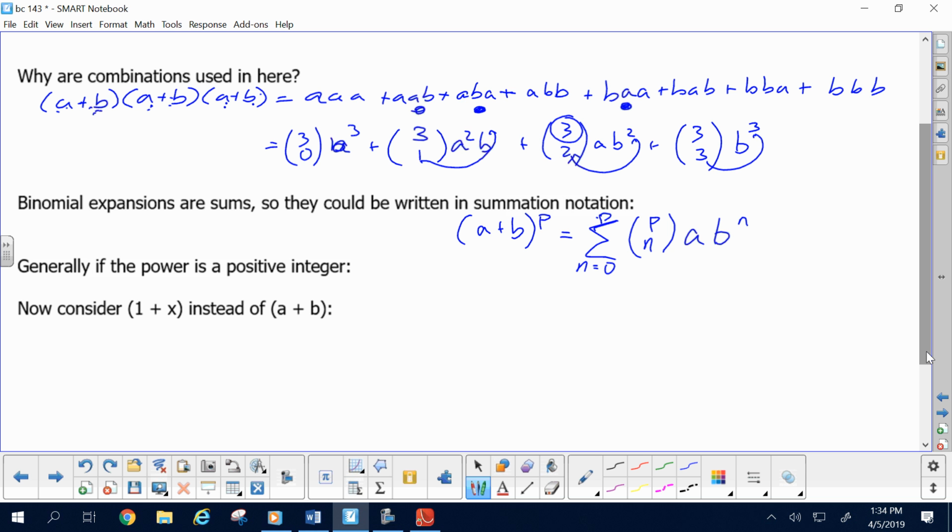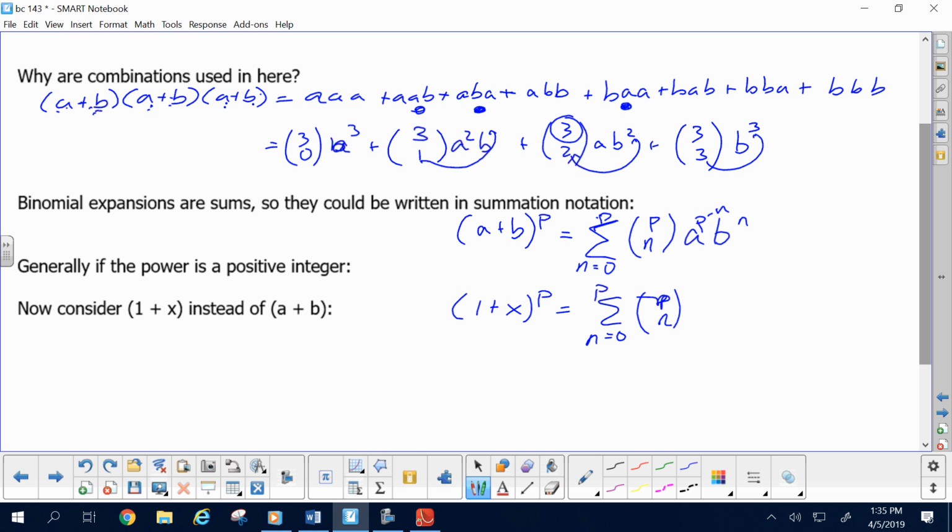So imagine if this was 1 plus x instead. 1 plus x to a power would then be the same deal, but instead of a to the what? What's the power of n? I never finished it. a to the what? p minus n, yeah.